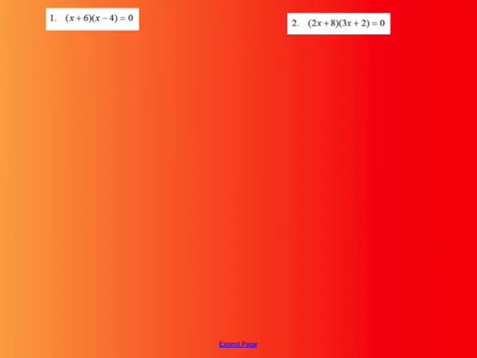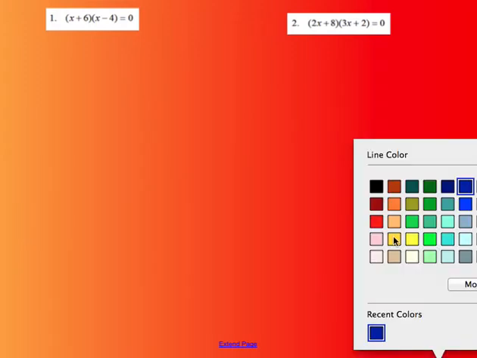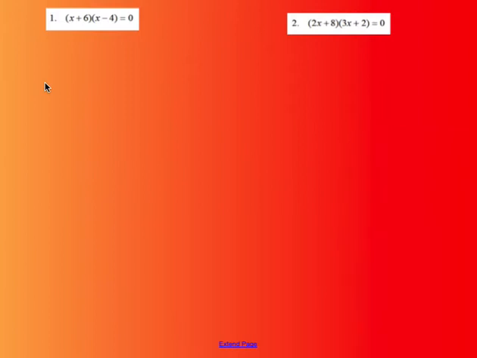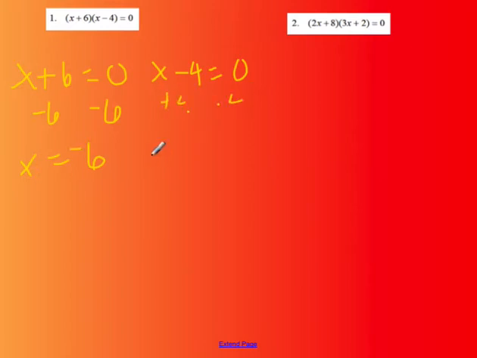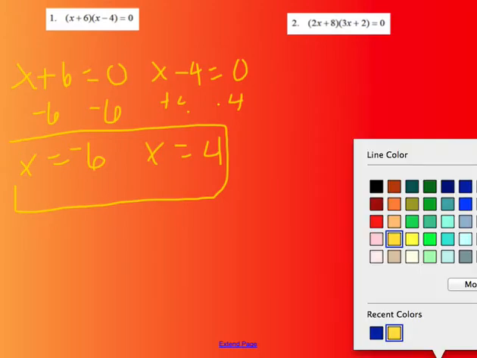Currently, number one looks as if someone had gone through and factored it. So what we can do with this now is take each of those factors and set them equal to 0. So x plus 6 is equal to 0, and x minus 4 is equal to 0. For this first one, you can subtract 6 from both sides, and you get that x is equal to negative 6. Here you can add 4 to both sides, and you get that x is equal to positive 4. So my solution for number 1 is x is equal to negative 6 and x is equal to positive 4, because we solved those equations for x.